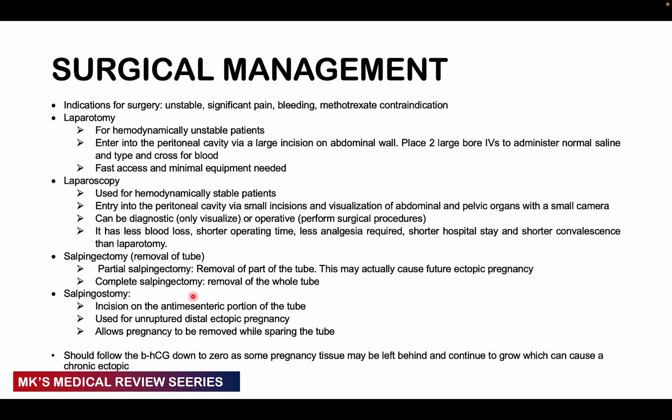We can sometimes perform a salpingostomy, where an incision on the antimesenteric portion of the tube is made. This is used for unruptured distal ectopic pregnancies. This allows the pregnancy to be removed whilst you spare most of the tube. Of course, you should follow this patient up with beta HCG down to 0, as some pregnancy tissue can be left behind and may continue to grow, what we refer to as a chronic ectopic pregnancy.